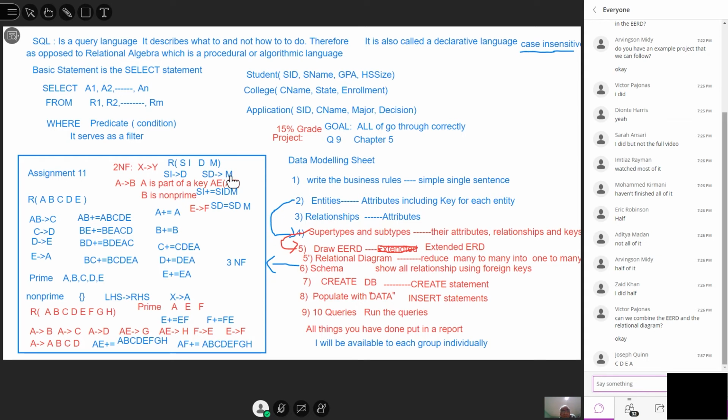What about second normal form? Well, look at it right here. D is non-prime, but is it dependent on part of SI? No, it's dependent on the whole. What about M?